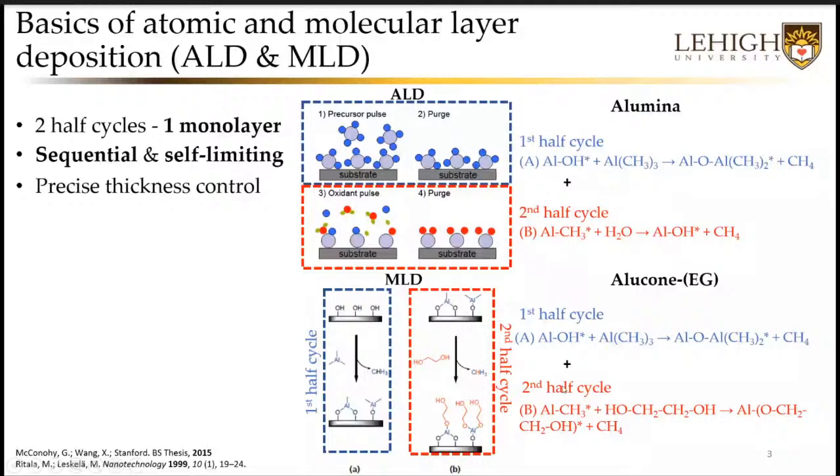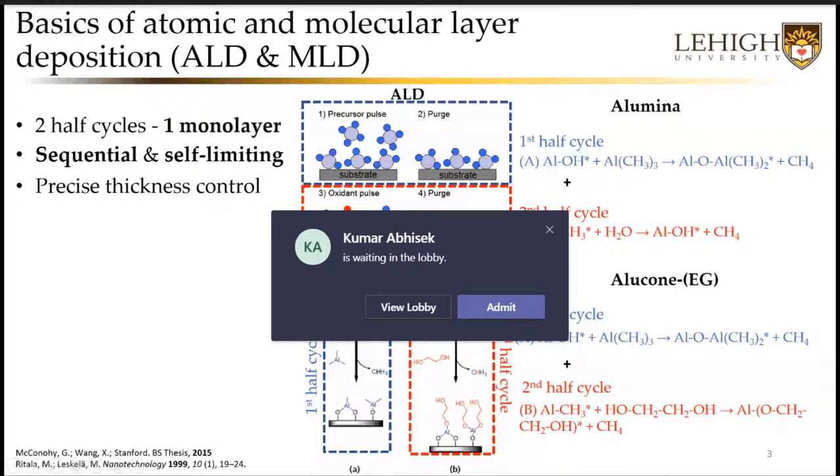So with this, you can see that for every two half cycles, there is a monolayer growth. Since you can see only a monolayer growth, you can control this cycle number to get the precise thickness that you want.